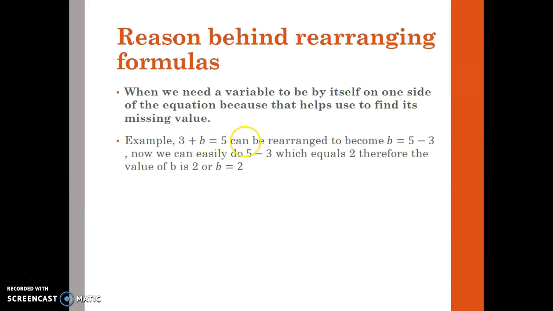If we are able to move the numbers around, we actually can end up with b equals 5 minus 3. Now that's what we're gonna learn. We're gonna learn how to change this 3 plus b equals 5 to b equals 5 minus 3. And because it's like this, you can easily do 5 minus 3, which is 2. Which means that b is equal to 2. So b equals 2.